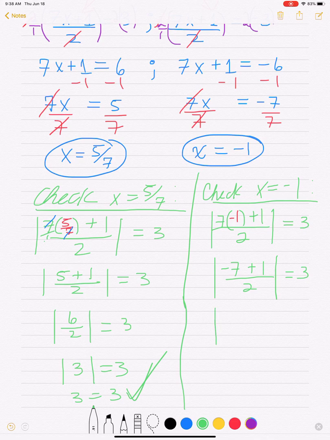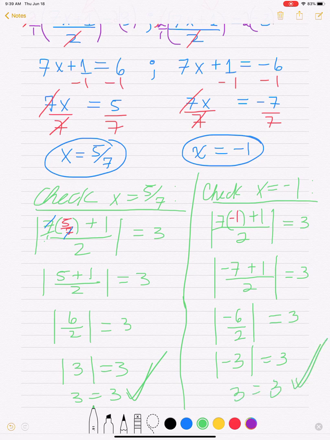Well, what's negative 7 plus 1? Negative 7 plus 1 is negative 6. So we got negative 6 over 2 inside of the absolute value. Is that equal to 3? Well, what's negative 6 divided by 2? Negative 6 divided by 2 is negative 3. So we got the absolute value of negative 3. Is that equal to 3? Yeah, right. The absolute value of negative 3 is 3. So 3 equals 3. Checks out.